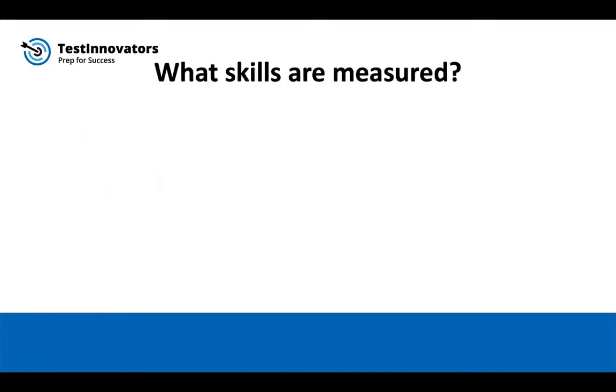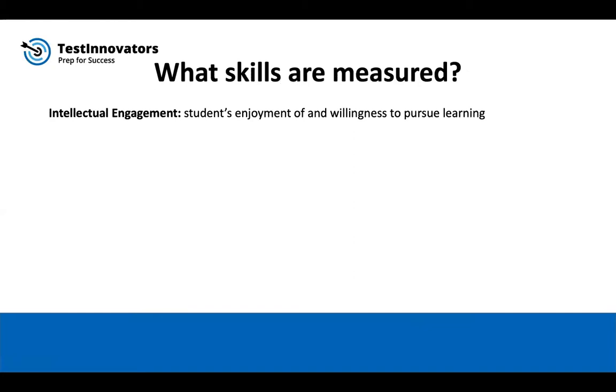The snapshot measures several different skills, and we'll just run through them quickly so that you know what they are. There's intellectual engagement, which is essentially defined as a student's enjoyment of and willingness to pursue learning. This is a little bit different from what it was last year, for anyone who happens to have had the opportunity to take the snapshot last year, or may have had a child who was taking it last year. Last year, this was intellectual curiosity, and they found that this was a slightly better term for what they were measuring with the test items that were measuring this.